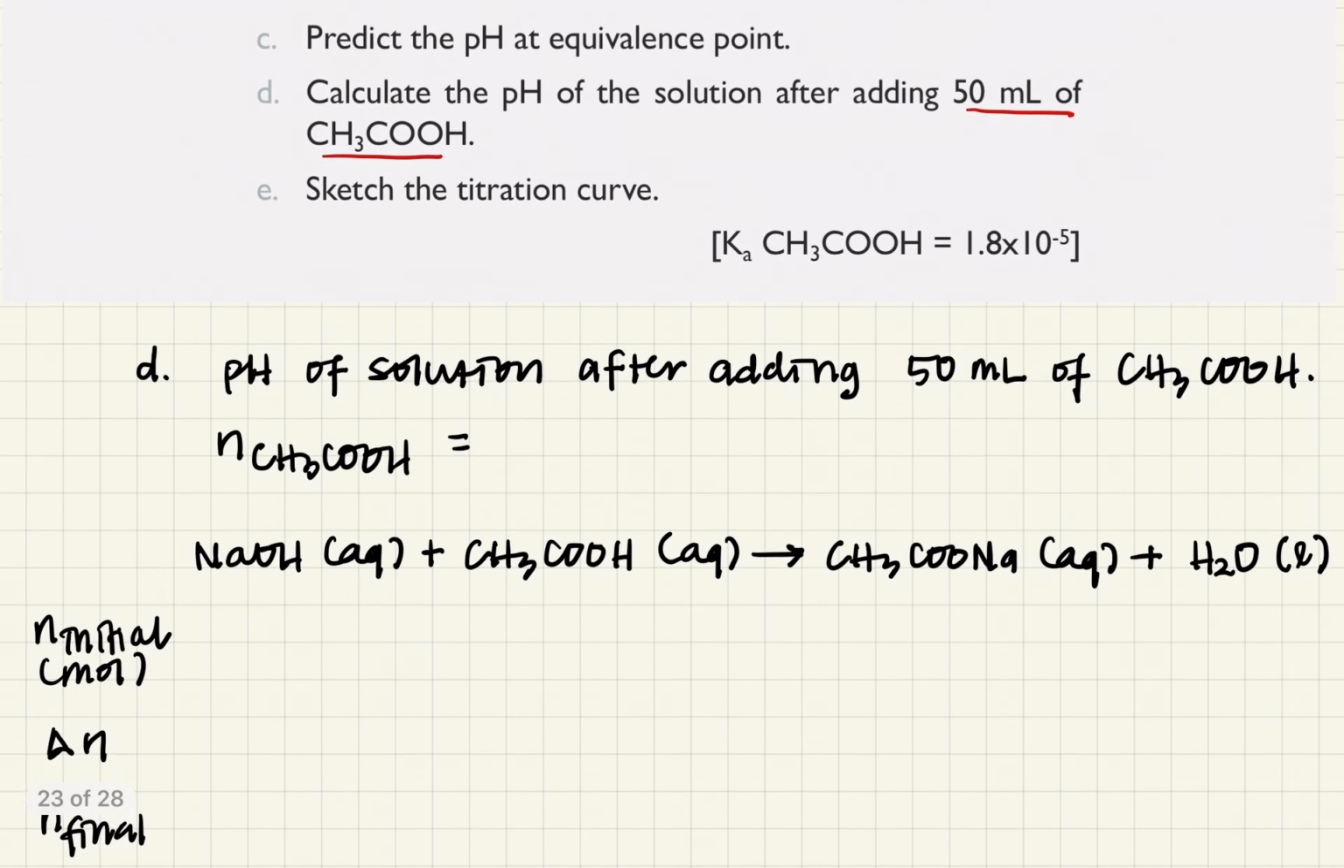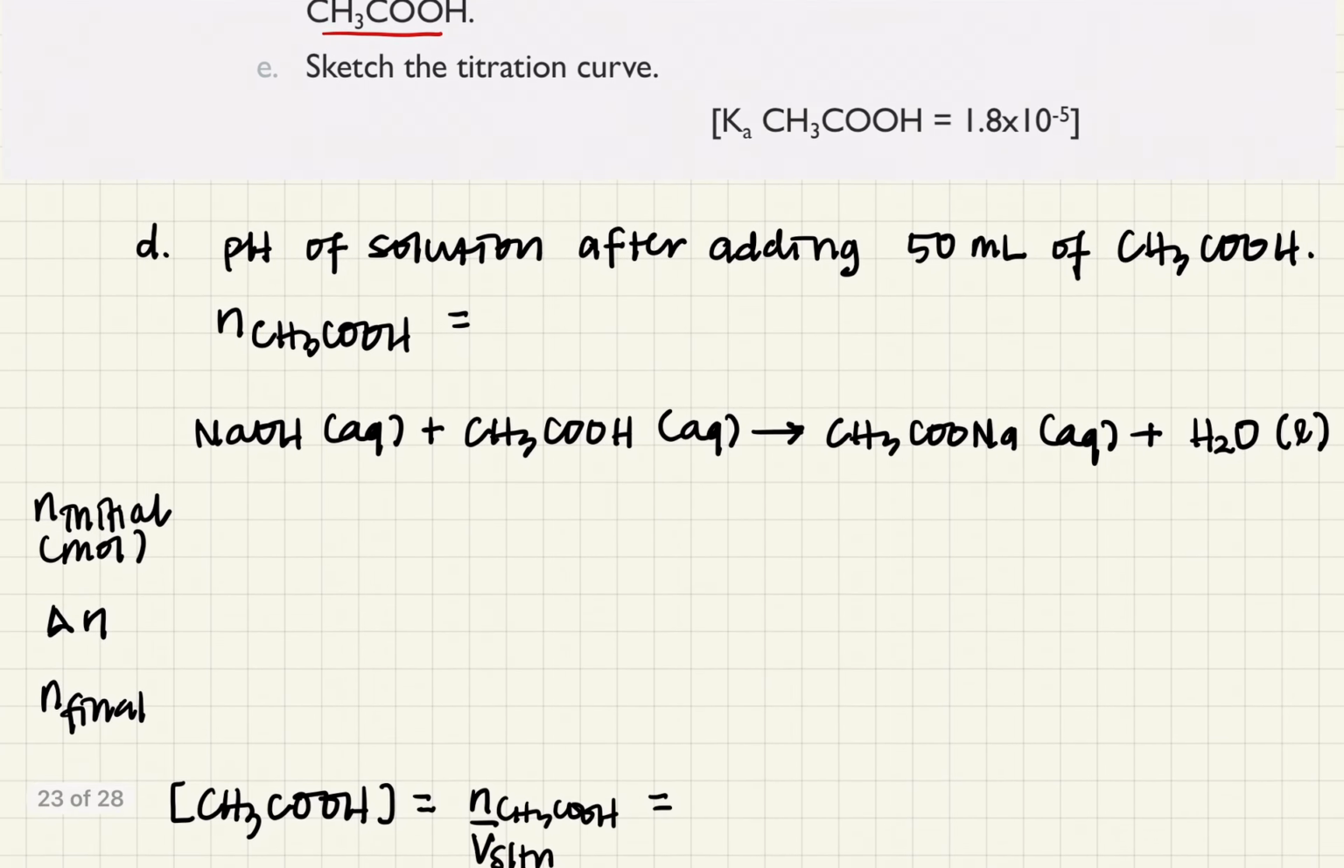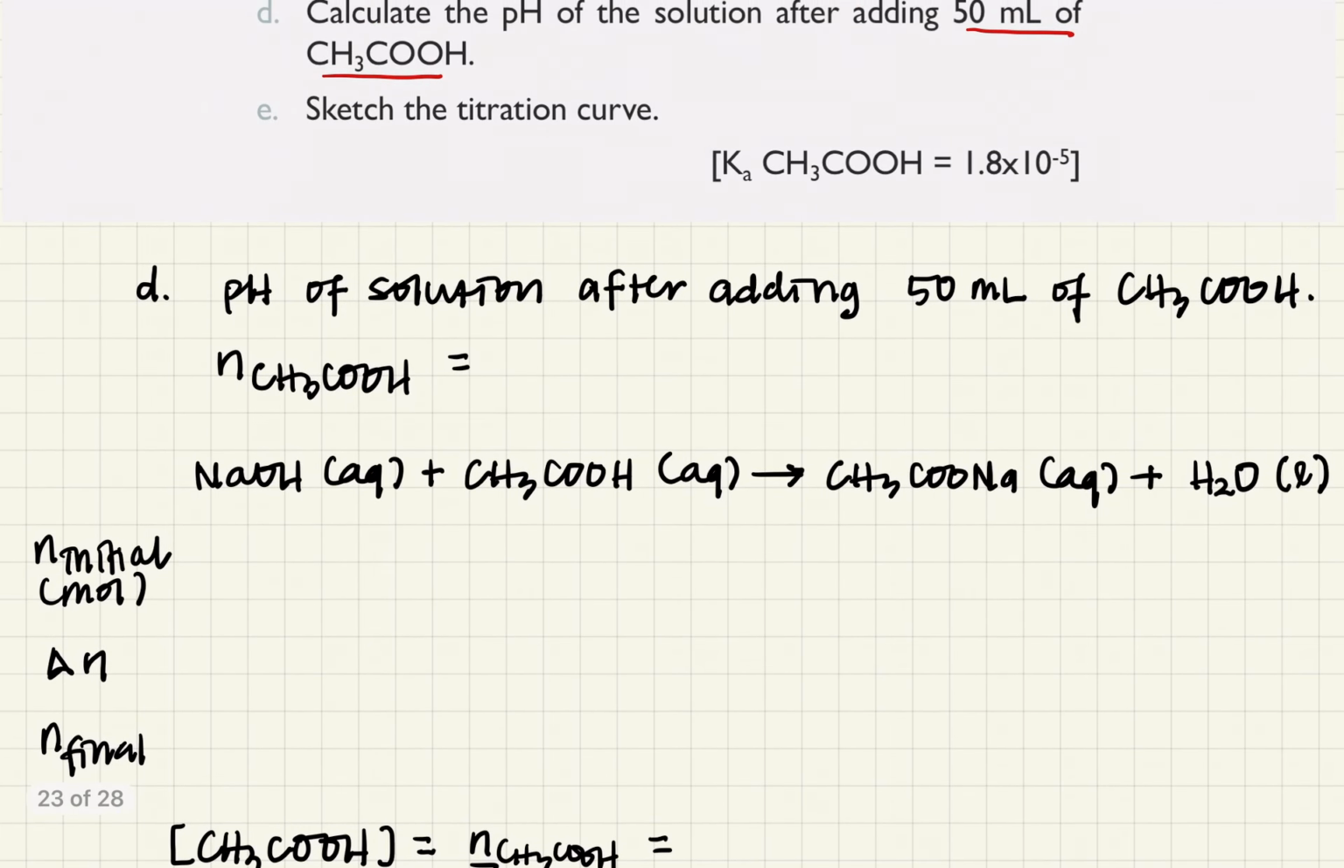Okay, macam mana nak buat yang ni? So, pH of the solution after adding 50 mils of acetic acid. First, you need to find the number of moles of acetic acid since we need to do this table. You need to know that when you add acetic acid, you will get your salt and water, kan?